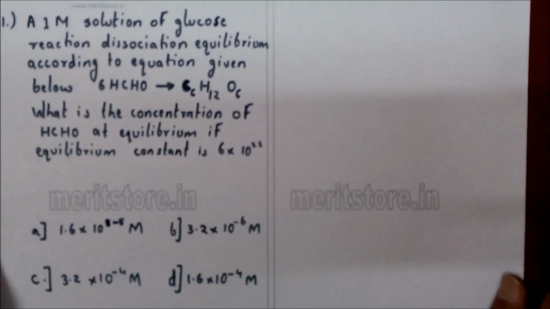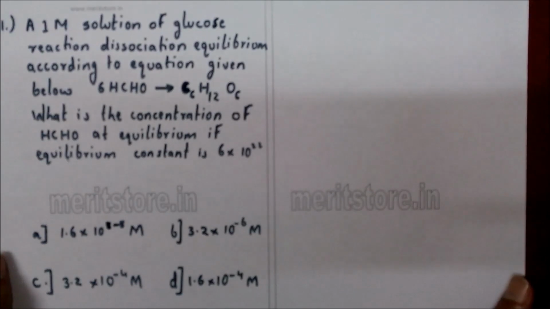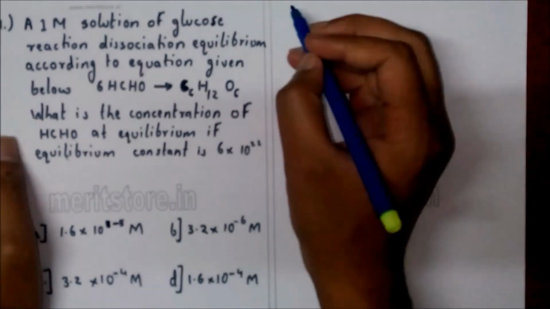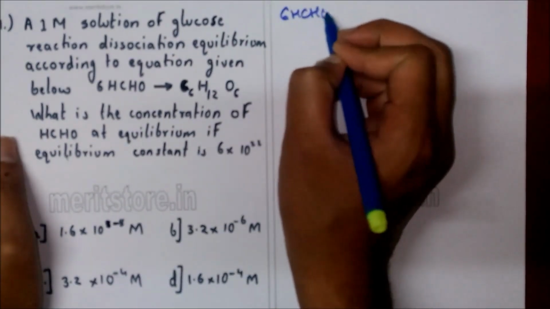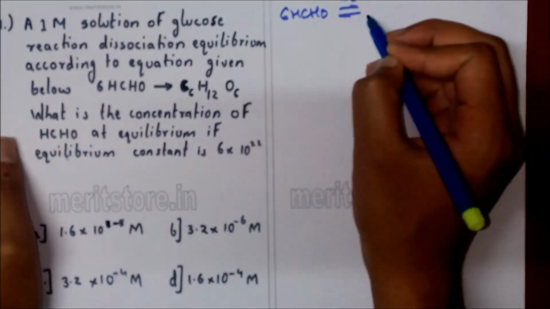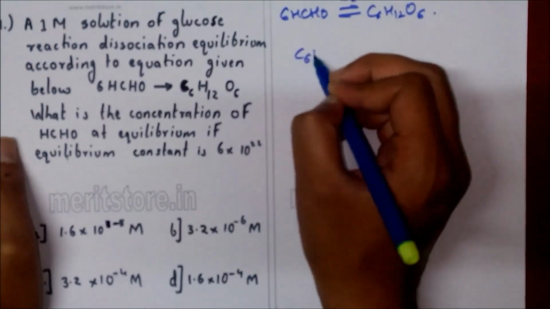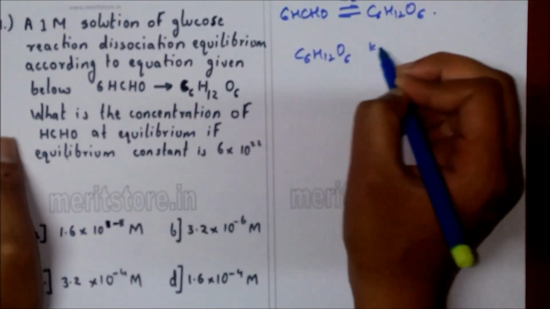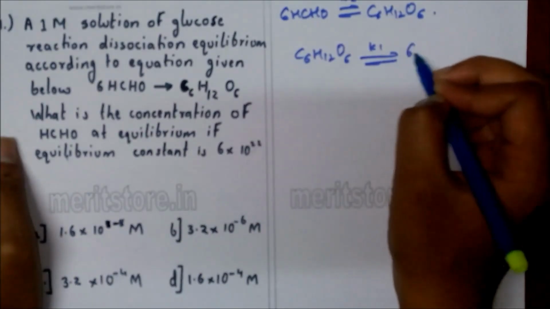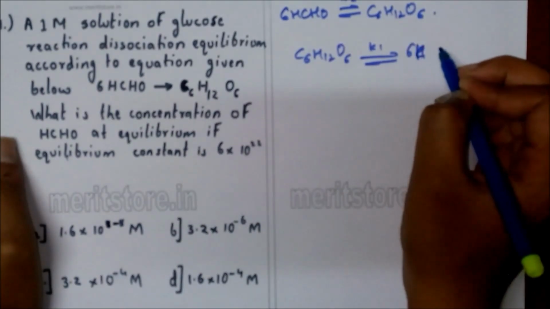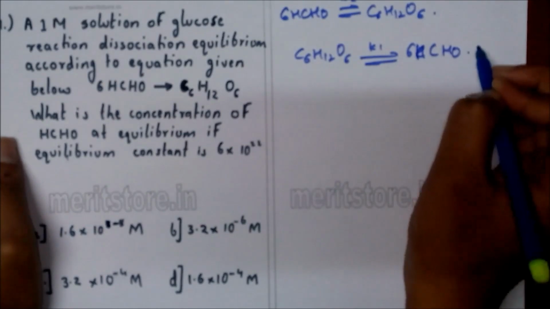A 1 mole solution of glucose dissociates in equilibrium according to the equation given below, 6HCHO gives C6H12O6. What is the concentration of HCHO at equilibrium if the equilibrium constant is 6 into 10 raised to 22? The reaction is 6HCHO reversible gives C6H12O6 in the forward reaction, and the backward is C6H12O6 K1. The reversible reaction 6HCHO is a backward reaction.